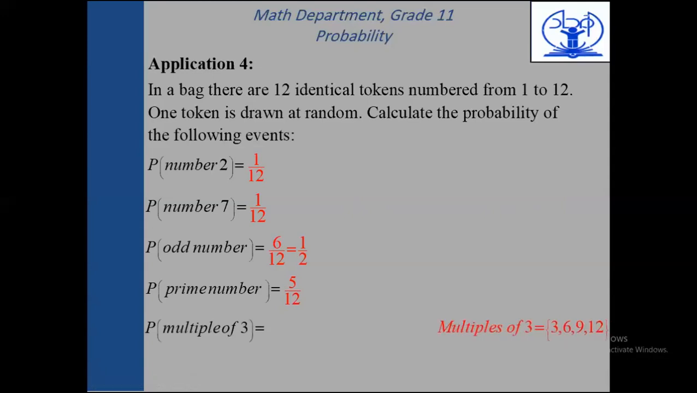What's the probability of getting a multiple of 3? The multiples of 3 are 3, 6, 9, 12. These are 4 options out of 12 possible. So it's 1/3.